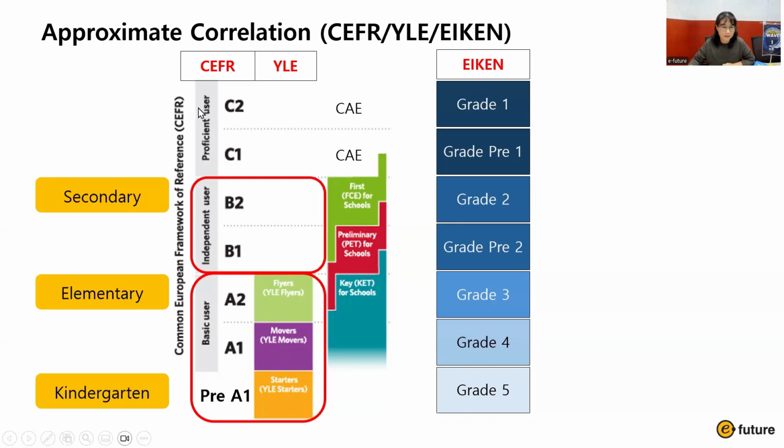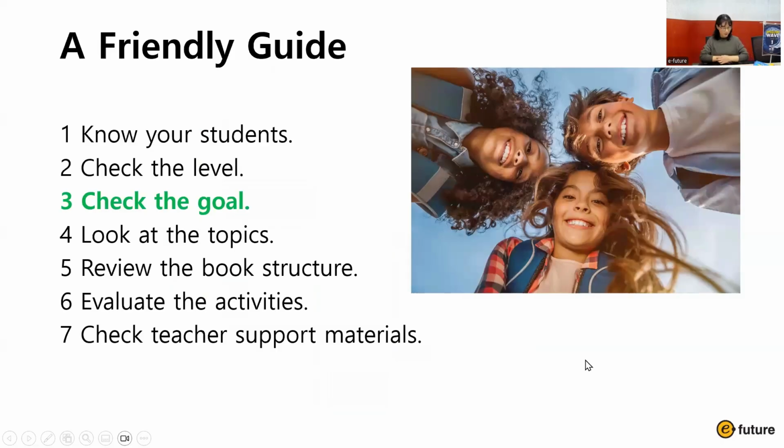So if you compare CEFR level with Eiken level, you can look at this chart. Right? So if you're teaching at elementary level, pre-A1, A1, A2, starters, movers, flyers, that's like grade 3 to 5 in Eiken level. Yeah, so know your students' level and check the book level, right? Find the matching level. So that was my friendly guide number 2, right? Check the level. And check the goal. That's number 3, right? So we know our students, we know their level, and we want to check the goal.